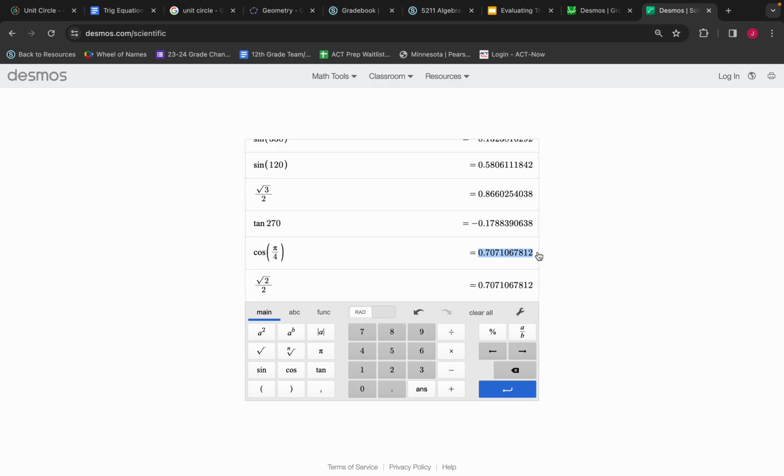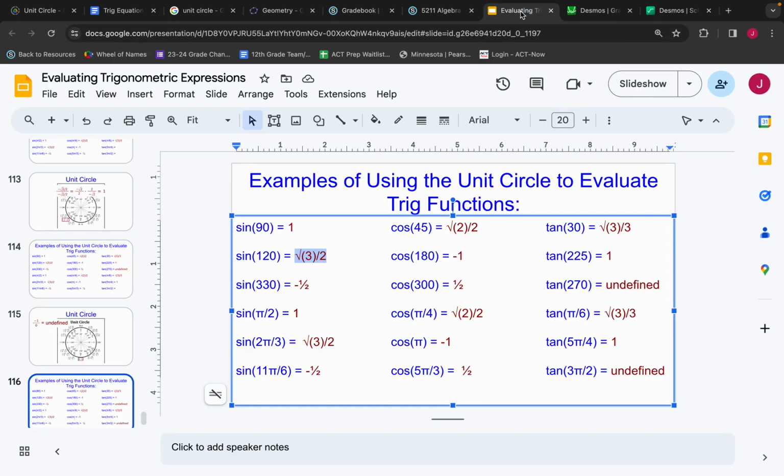So it's important that you know how to use your unit circle to answer some of these problems. Okay, so hopefully this clears some of this up for you. Reach out if you have any questions, and I'll do my best to answer them.